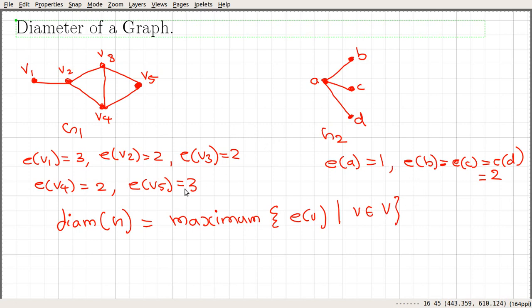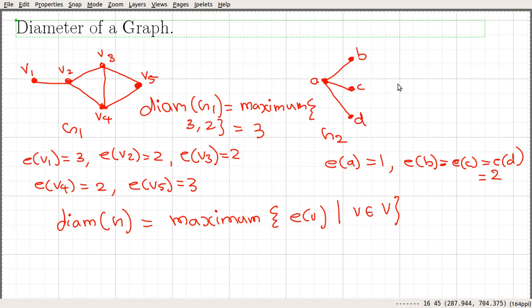So if you consider graph G1, in this case the eccentricities are 3, 2, 2, 2 and 3. So that's the diameter of this graph. So in this case the diameter of G1 by definition is equal to the maximum of 3, 2, 2 and 3. So that says the diameter of G1 is 3. So diameter of G is nothing but the maximum among all the eccentricities of the vertices in the graph.